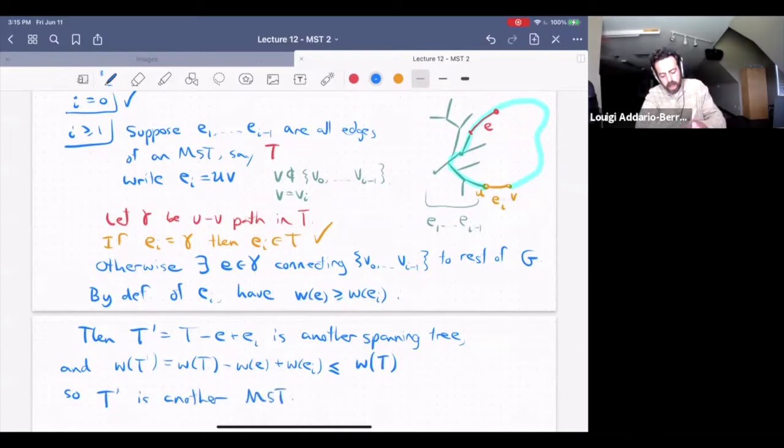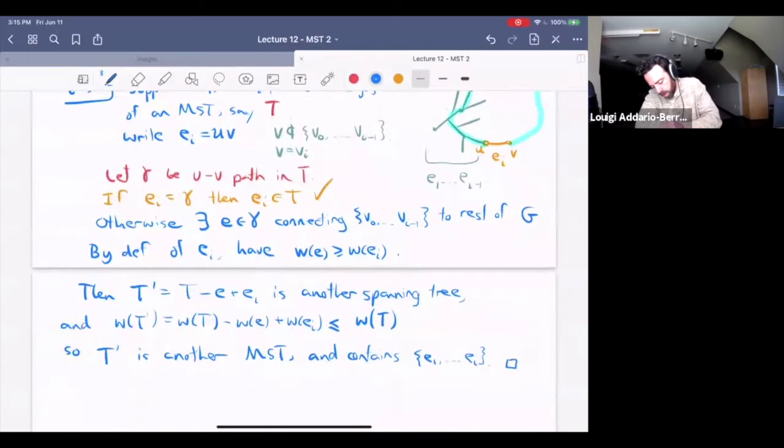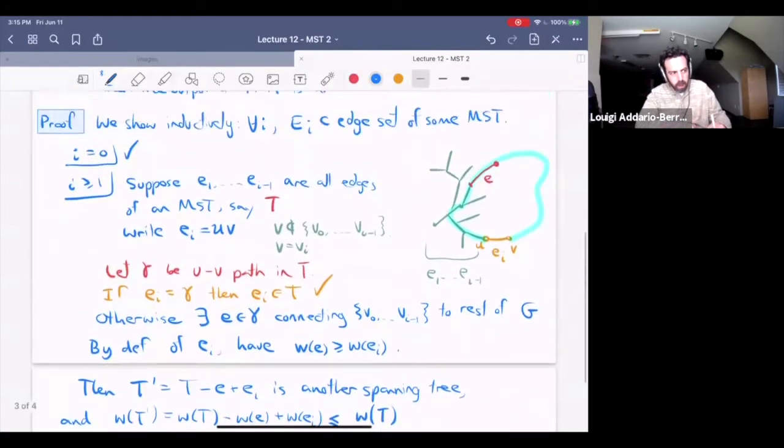And so in that case, we've constructed a minimum spanning tree which contains all of the edges up to E_{i-1} and additionally E_i, right? Okay, so that completes the inductive step, showing that there's an MST that contains all of E_1 up to E_i.